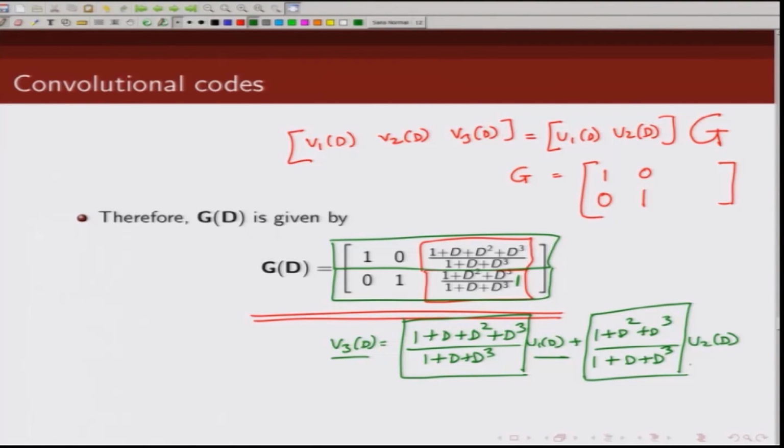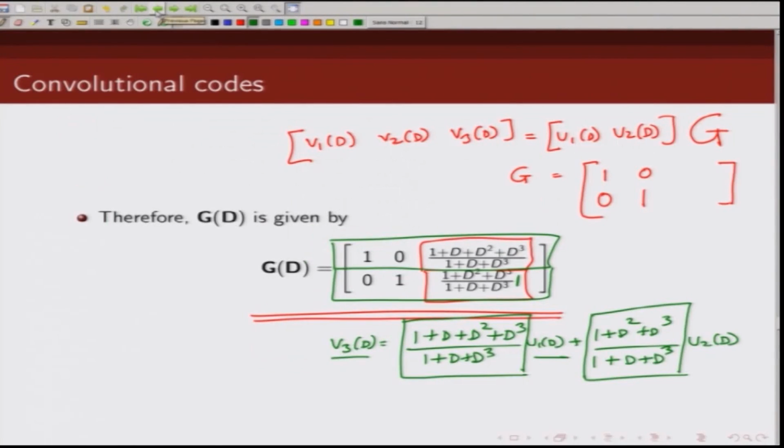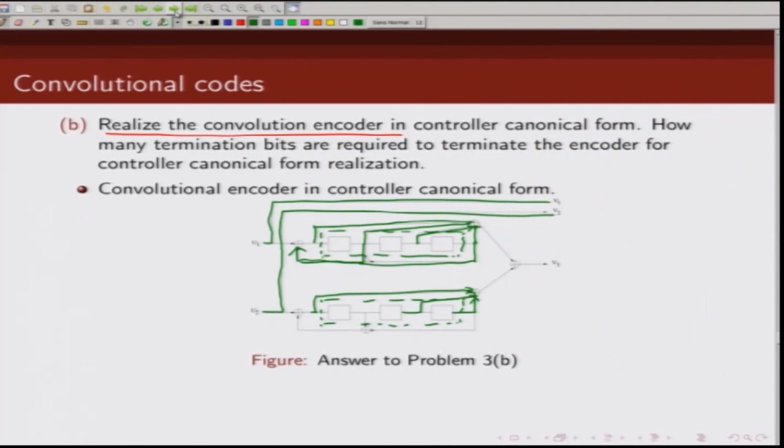The feed forward connections are 1, D square and D cube. So, this is 1, this is D, no connection, D square is this and D cube is this. Similarly, the feedback connections are 1, D and D cube. So, for the feedback connections, this is the 1, this is D and this is D cube, and V3 is a combination of these two. So, this is my V3.